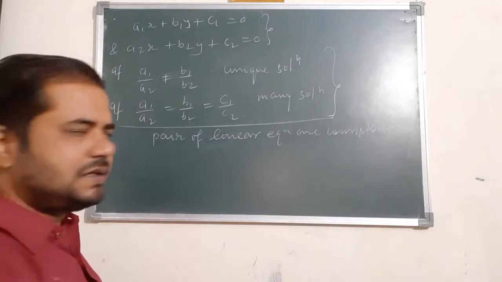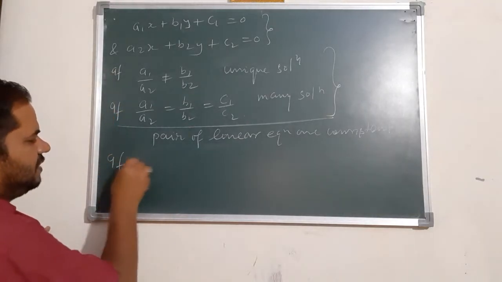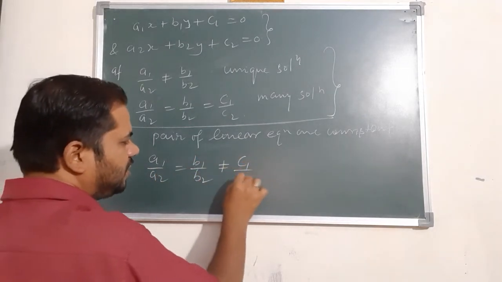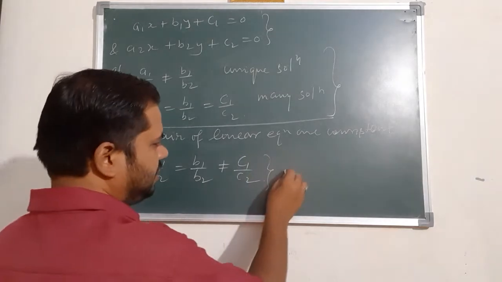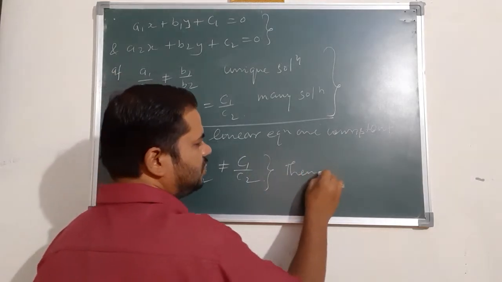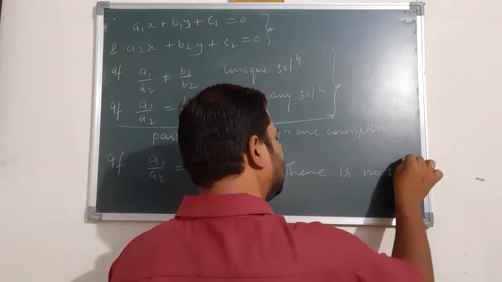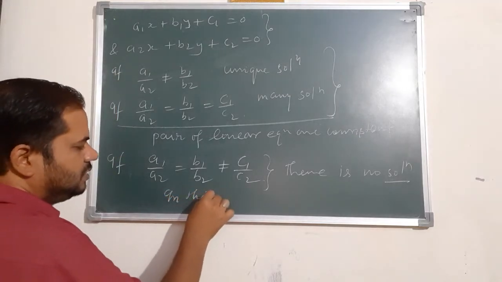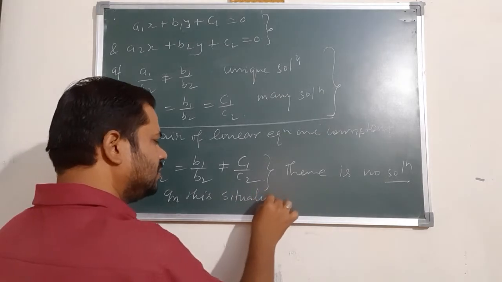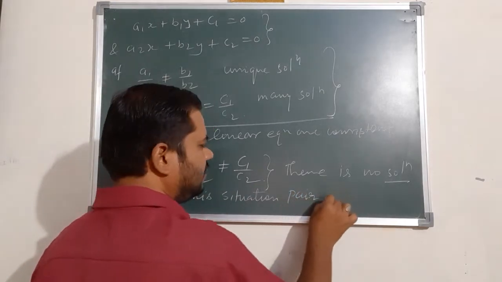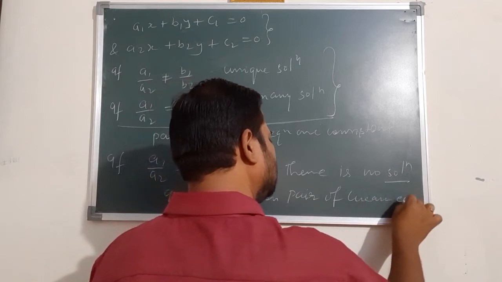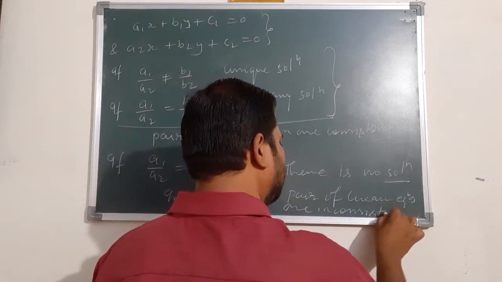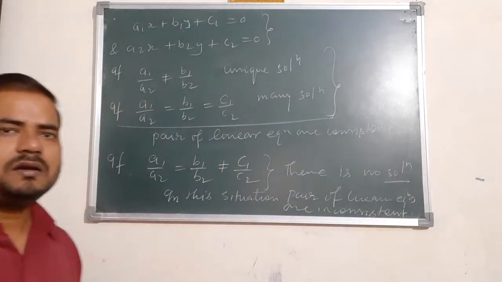So when it is inconsistent, only in one condition: if a1 upon a2 is equal to b1 upon b2 does not equal to c1 upon c2, in this situation there is no solution. That is, they are parallel. So in this situation, pair of linear equations are inconsistent.